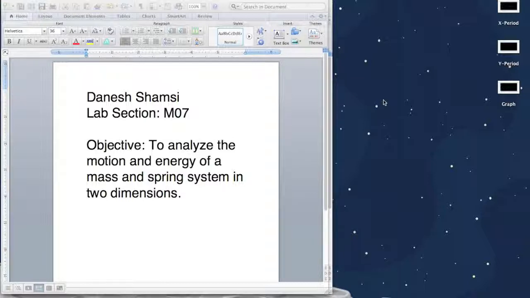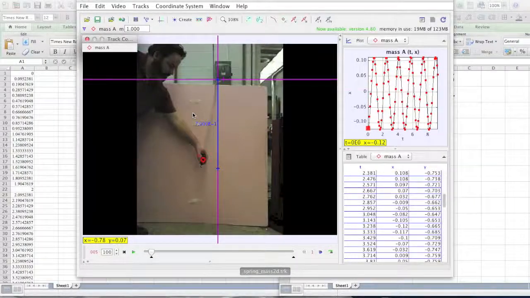The overall objective of this lab was to analyze the motion and energy of a mass and spring system in 2 dimensions. I was provided with a video that allowed me to analyze the motion of a mass and spring system in 2 dimensions. By uploading the video to Tracker, I was able to obtain data concerning the time, the x position of the mass on the spring, and the y position of the mass. I was able to do this by using the calibration stick tool and setting the equilibrium length of the spring with the mass equal to 0.7 meters.